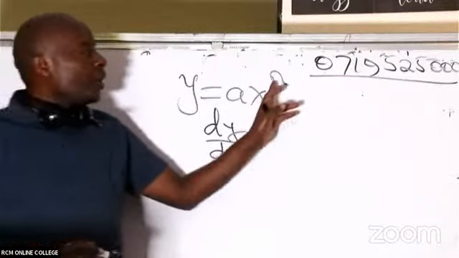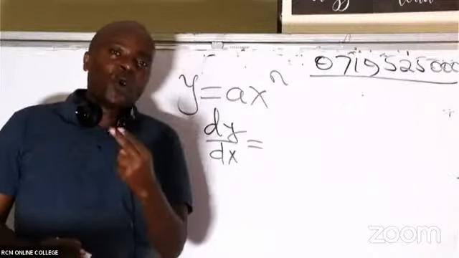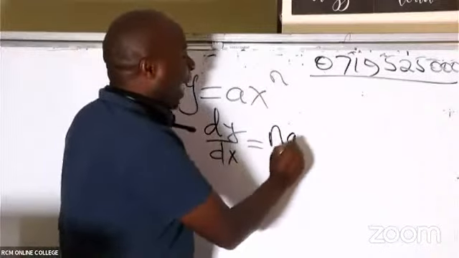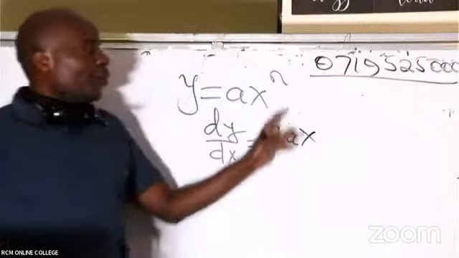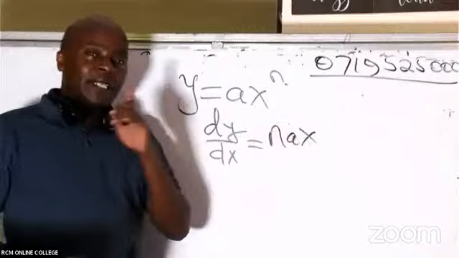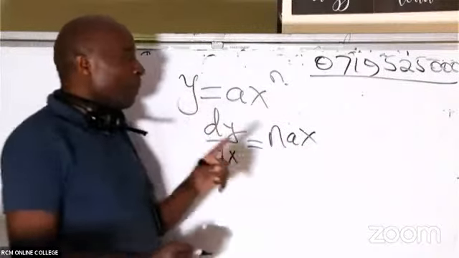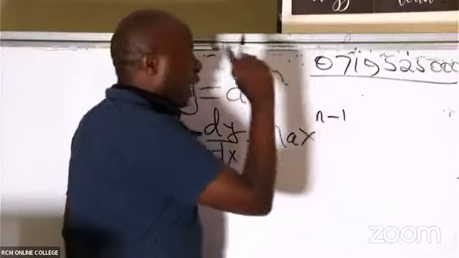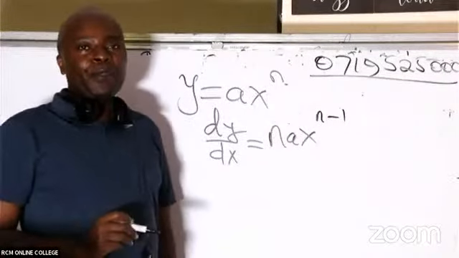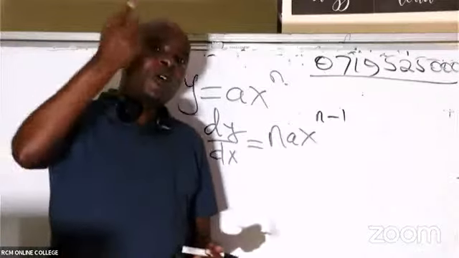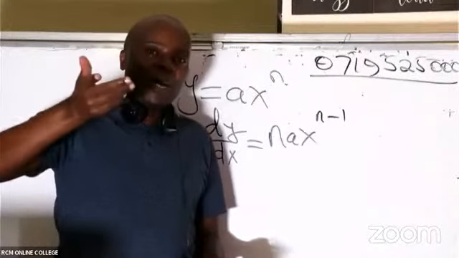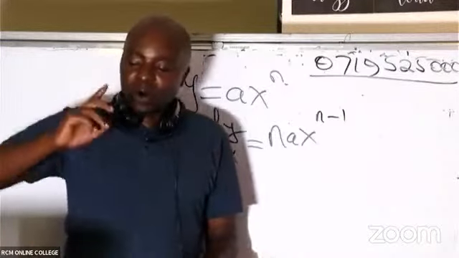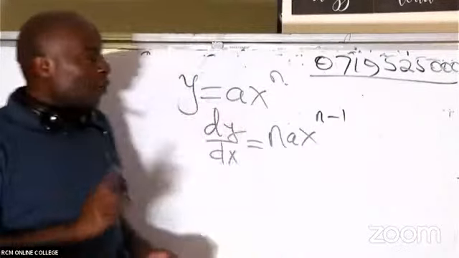Now, ladies and gentlemen, please listen. There are only two simple rules. We will have to drop this n down. When you drop this n down, you get n times ax. And the second simple thing is reducing the old power by 1. To get a new power, we subtract 1 from the old power. So there are only two things: you drop the old power down, and then you get a new power by taking the old power minus 1.